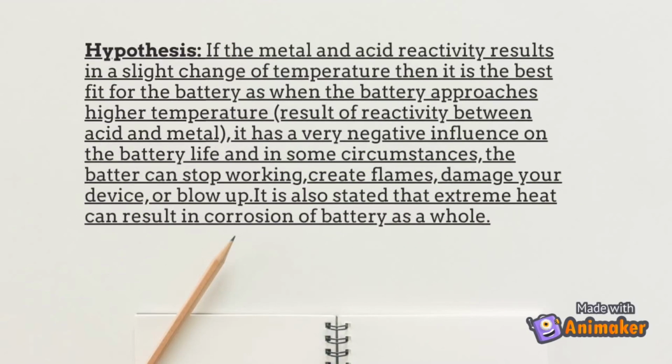Moving on to our hypothesis. If the metal and acid reactivity results in a slight change of temperature, then it is the best fit for the battery, as when the battery approaches higher temperatures, it has a very negative influence on the battery life, and in some circumstances, the battery can stop working, create flames, damage your device, or blow up. It is also stated that extreme heat can result in corrosion of the battery as a whole. From this hypothesis, we can derive that we're looking for a metal that slightly reacts with sulfuric acid to give a slight change in the total temperature.